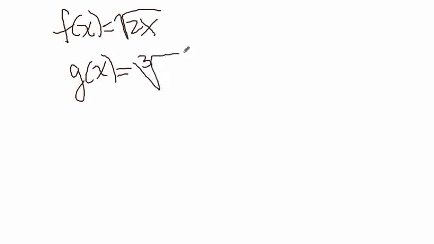In this video, I want to discuss radical functions. These are functions underneath, surprise, surprise, radicals. For example, f of x is equal to the square root of 2x. g of x is equal to the cube root of 7 minus x. Those are two examples.